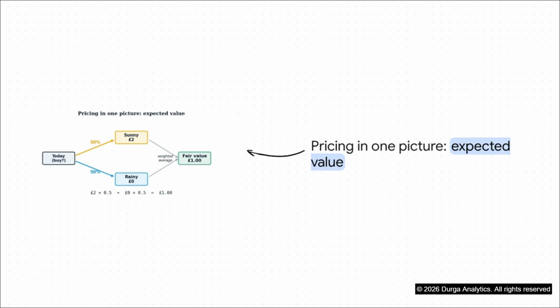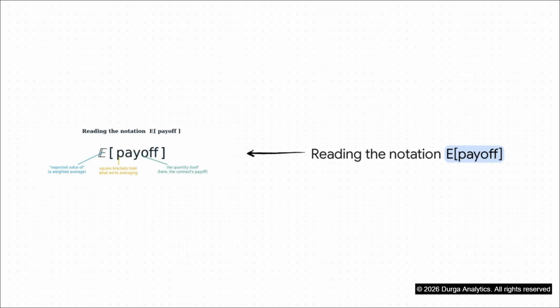across all possible futures. Now, in formal quant finance, we write this out with a stylized E, followed by square brackets containing the word payoff. That E stands for expected value, and the square brackets hold exactly what we're averaging, in this case, the contract's payoff. The absolutely crucial takeaway here is that expected value is just a weighted average. It is not a crystal ball prediction of the exact future.